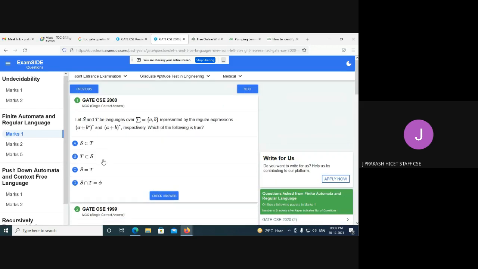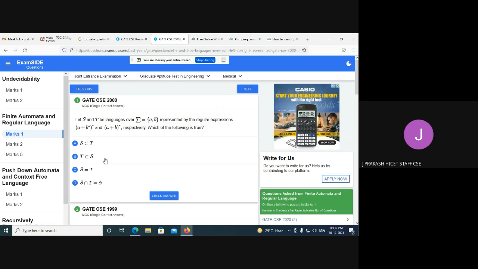So this is an identity. Let S and T be the languages over alphabet a, b, represented by regular expressions (a plus b star) whole star and (a plus b) whole star. Which of the following is true?